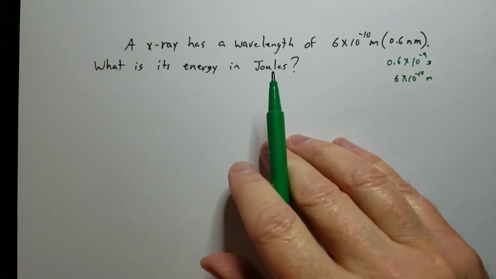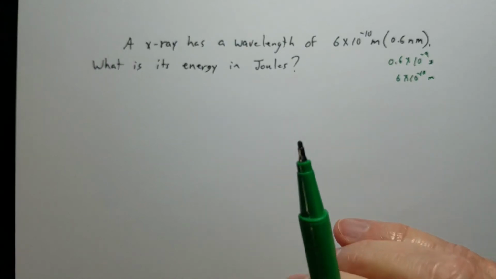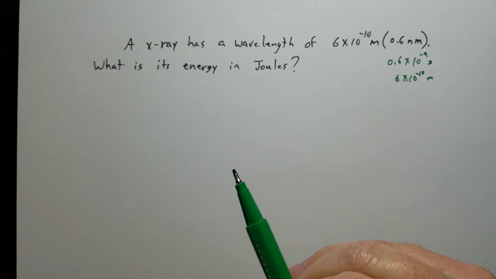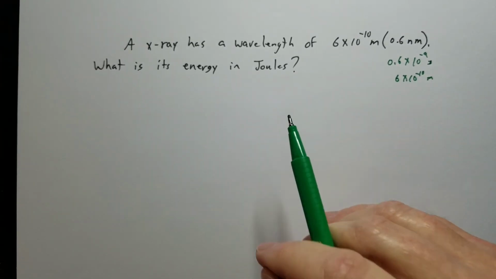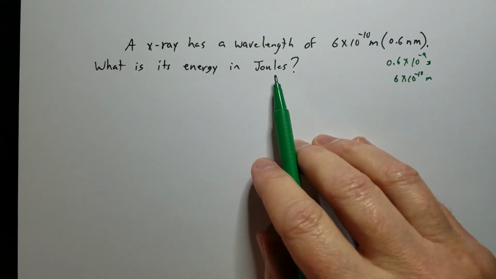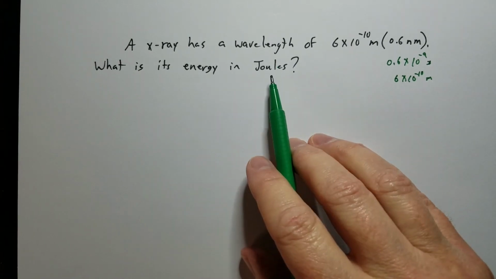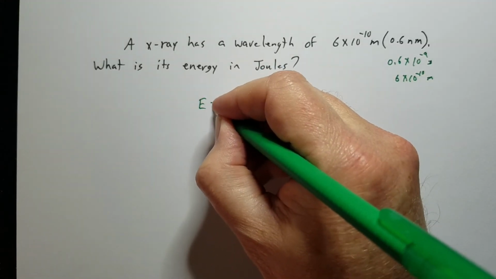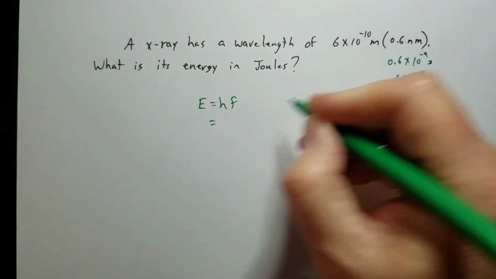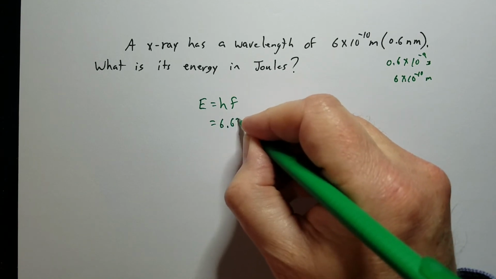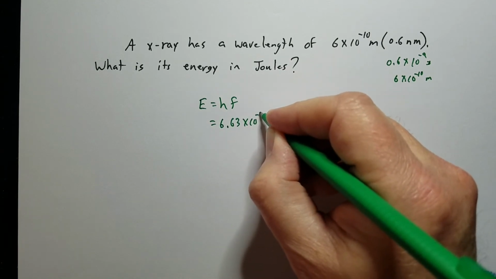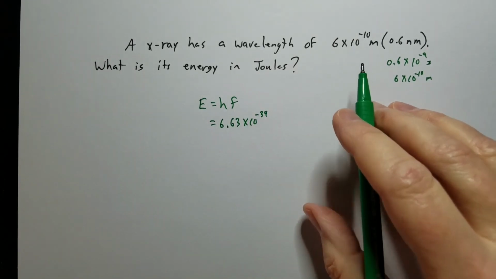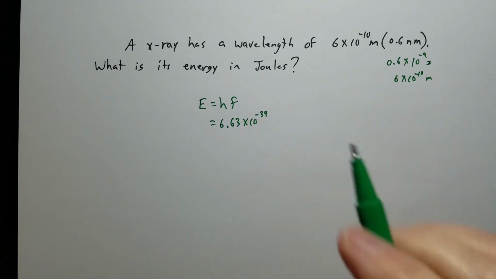So I want the energy in joules. And that's a common question, which version of Planck's constant do I use? Well, it depends on what unit of energy you want to find. If it's in joules, you use the joules version of Planck's constant. If I wanted it in electron volts, you use the electron volt version of Planck's constant. So let's do this quickly. E equals hf. I want it in joules, so I'm going to use 6.63 times 10 to the minus 34. And I use frequency, but I have the wavelength. I don't have frequency. So that means I need to do one more thing.